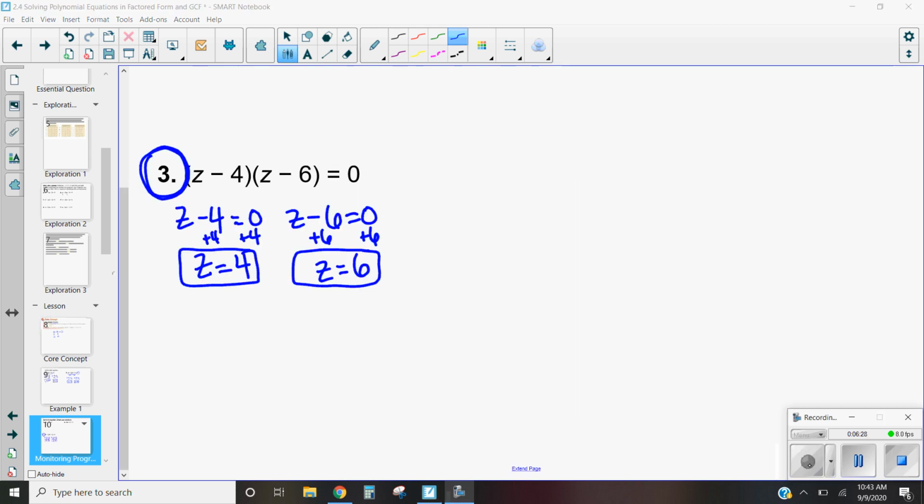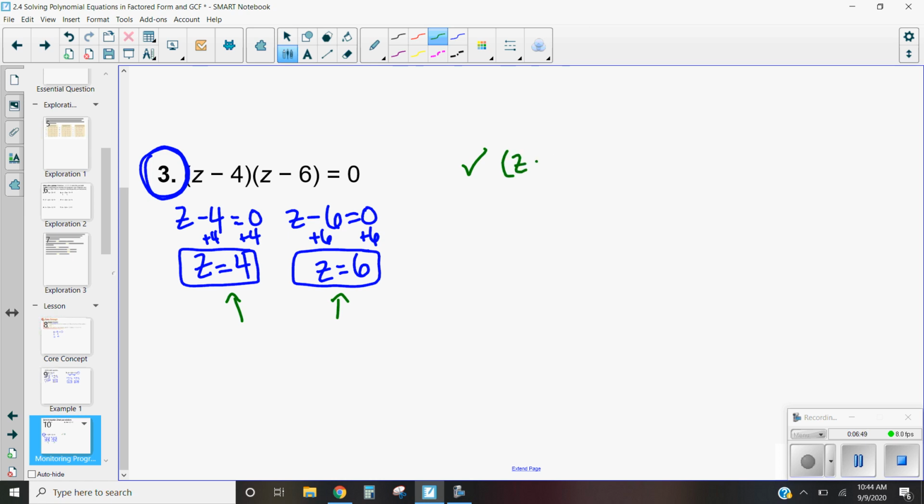Hopefully you took a second to pause the video and try that one on your own. I got z equals 4 and z equals 6. Now, you can kind of see the work that I did. I took each part, I set it equal to 0. If you got something different, a really easy way that we can check our solutions every time is by substituting in these terms for those values. So I do them separately.